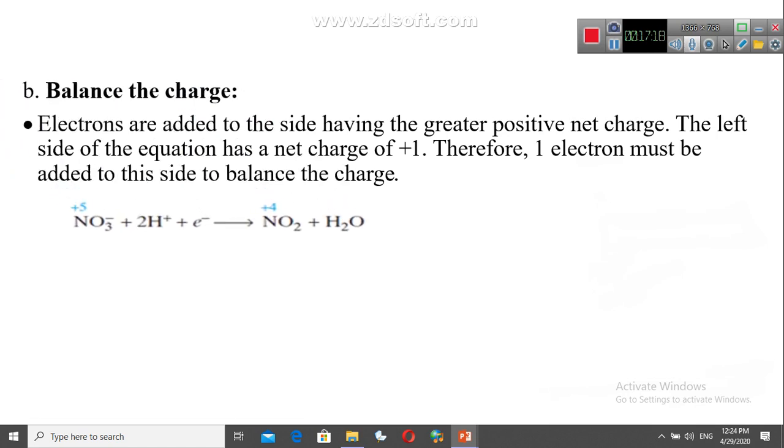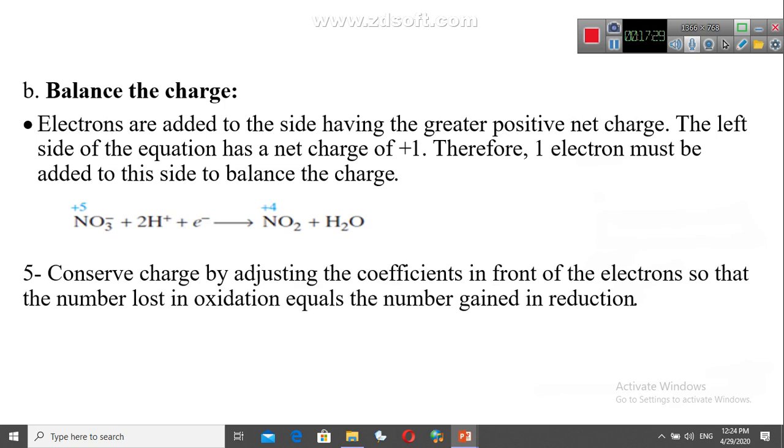Okay, by this process we add electrons to the side that contains positive charge. In step number 5, conserve the charge by adjusting the coefficients in front of the electrons so that the number lost in oxidation must be equal to the number of gained electrons.